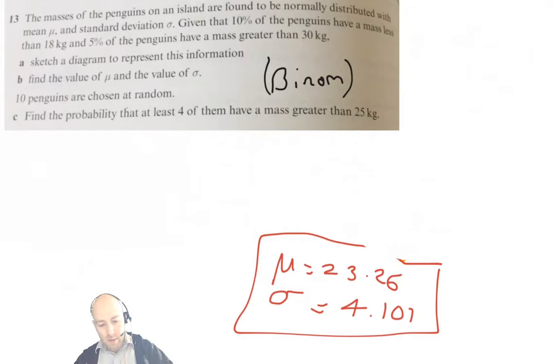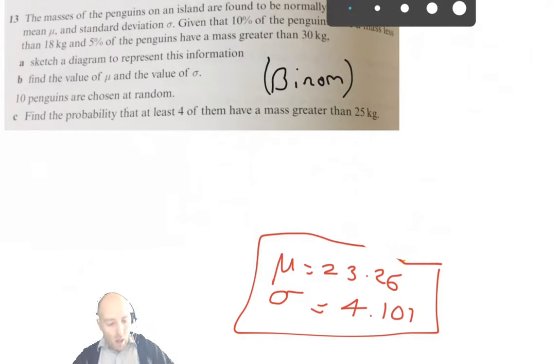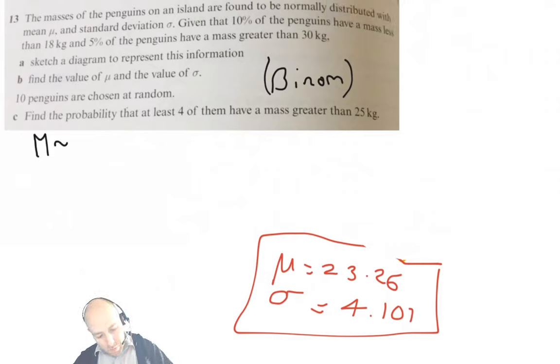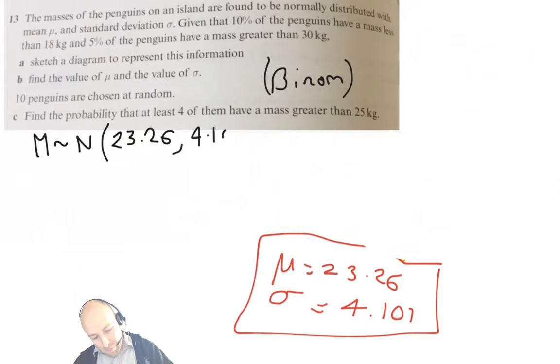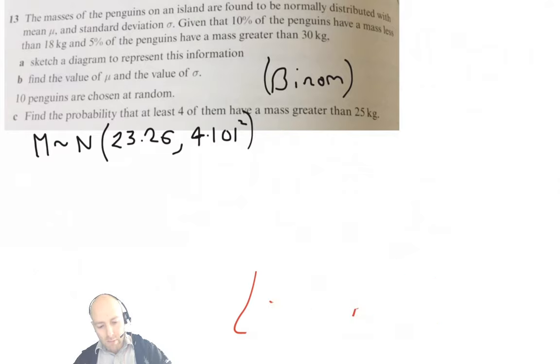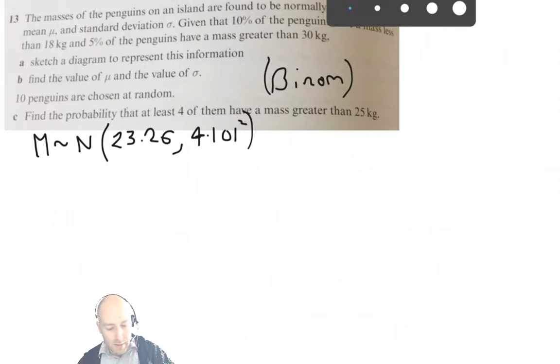in part B. So let's write out our distribution. Let's do this with M. So we're going to say the mass of the penguins was a normal distribution with a mean of 23.26 and a sigma of 4.101. So I can get rid of this now. I already gave you guys a hint on this. So we said find the probability at least four of them have a mass greater than 25.